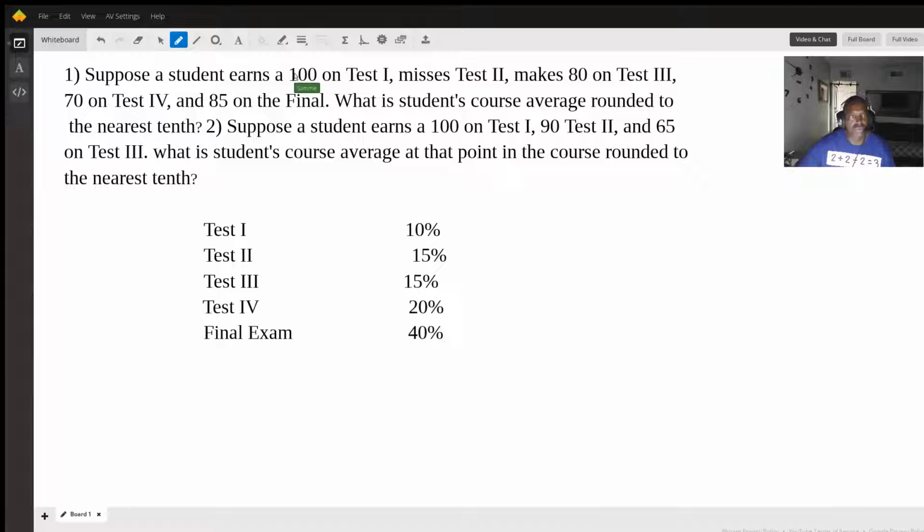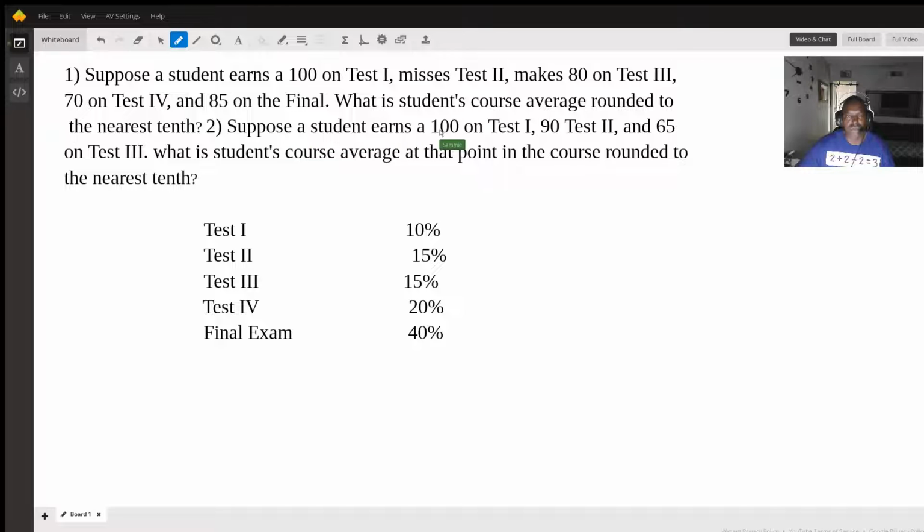Okay, suppose a student earns 100 on test 1, missed test 2, makes 80 on test 3, 70 on test 4, and 85 on the final. What is the student's course average rounded to the nearest 10? And then we're going to have the second question.